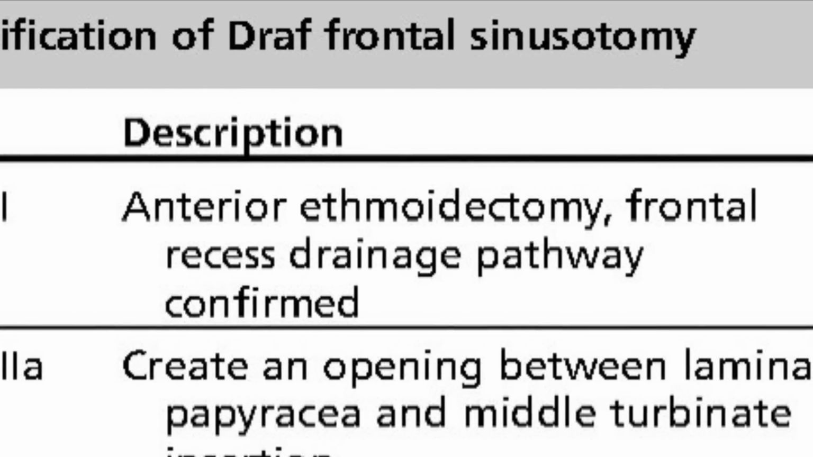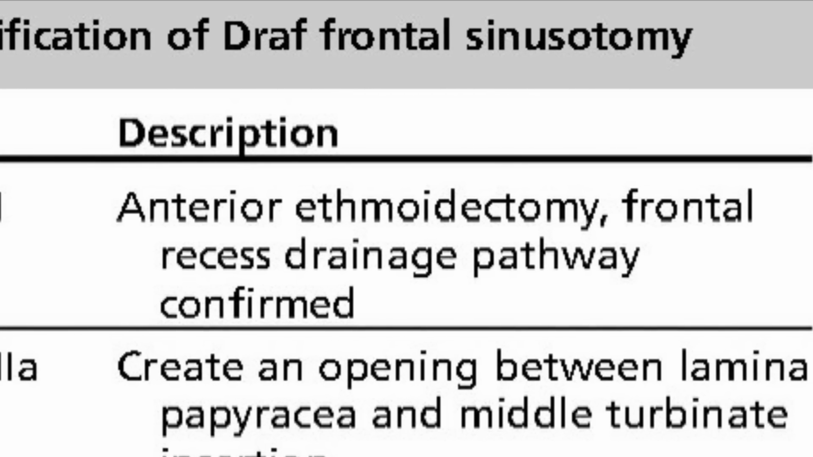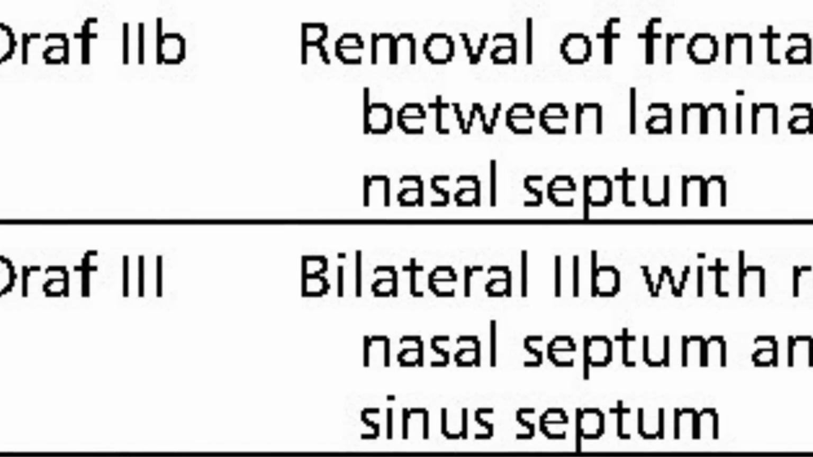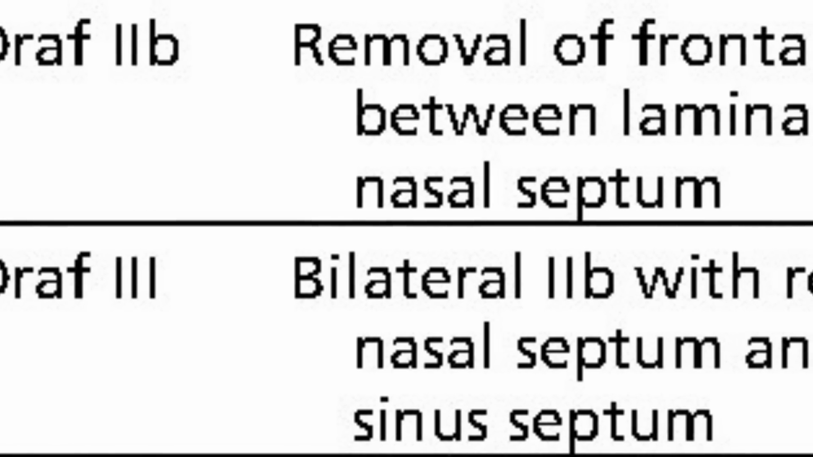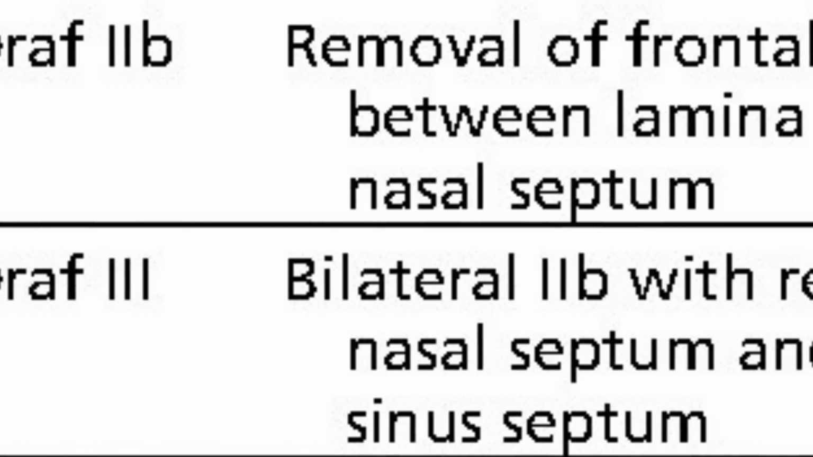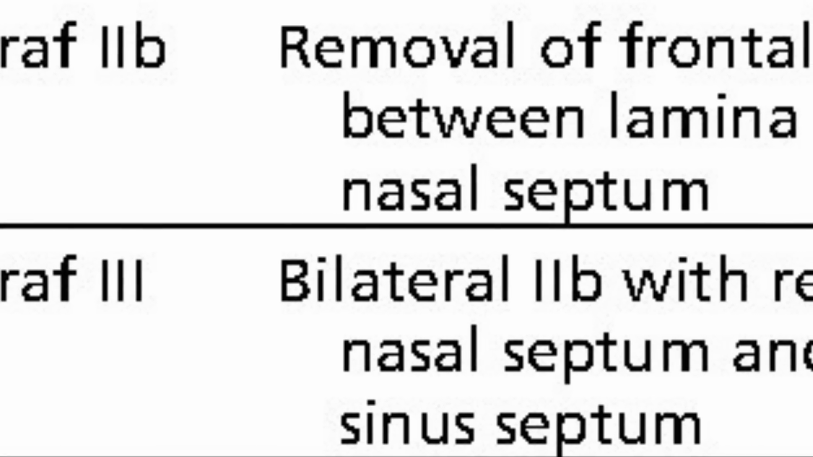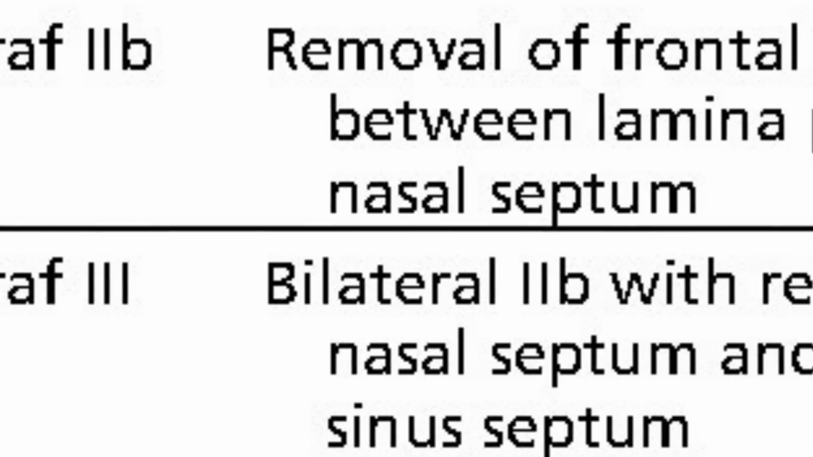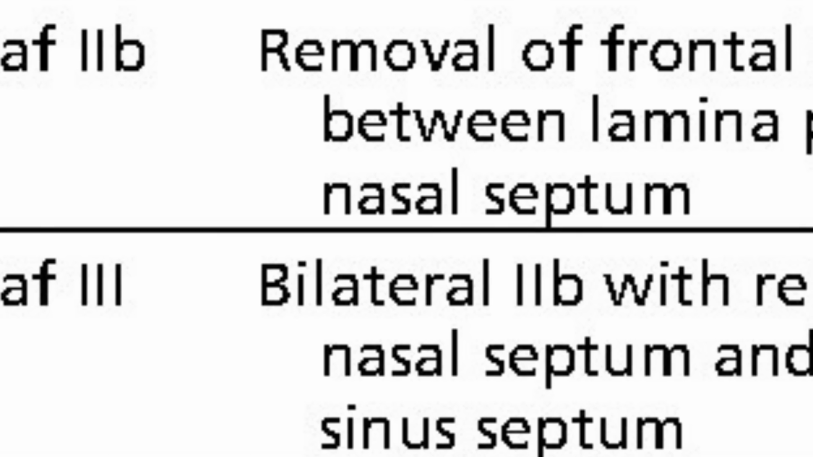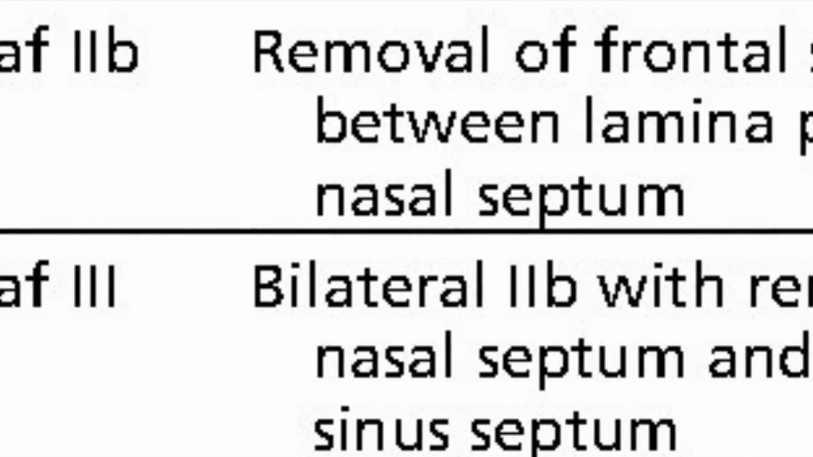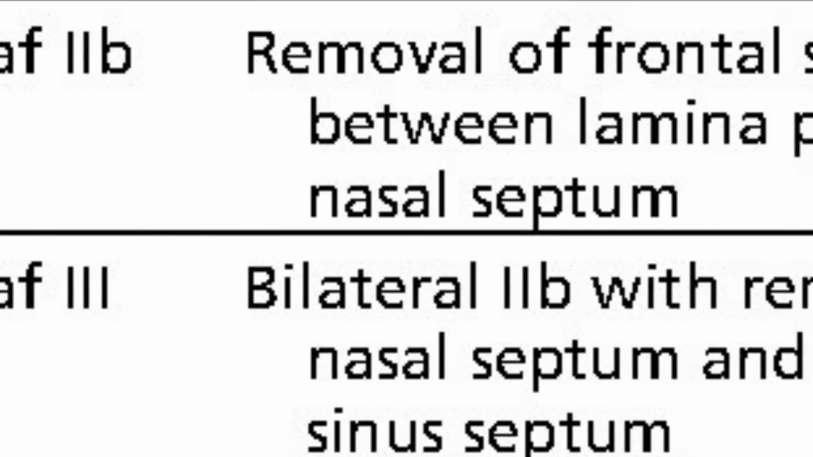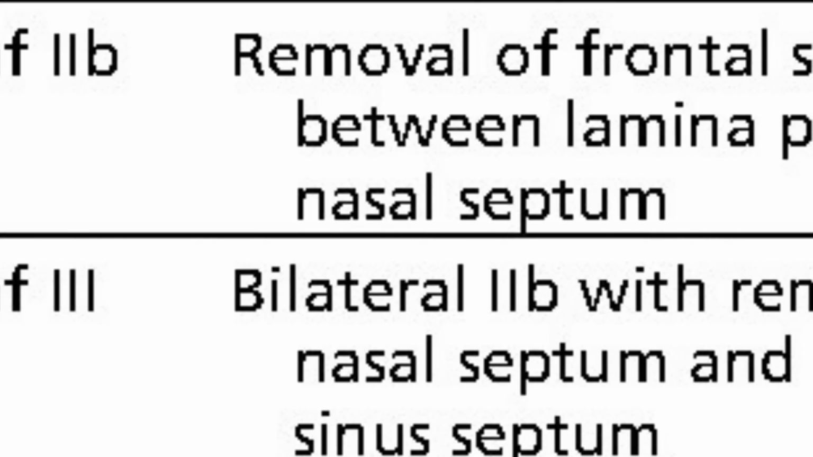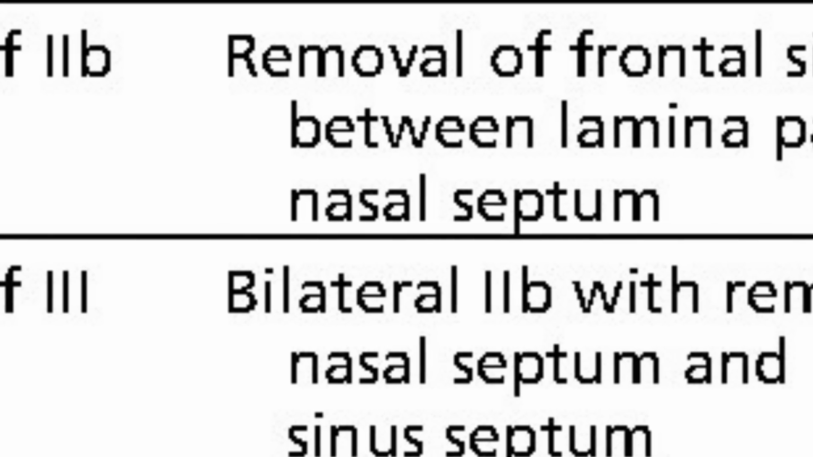In Draf IIb, we expand the access further by removing the frontal sinus floor between the lamina papyracea and the nasal septum. This gives us more medial and lateral access to the sinus. The IIb approach is often indicated for more extensive frontal sinus disease or recurrent infections that haven't responded to previous surgeries. It's a reliable option for enhanced drainage while keeping the procedure minimally invasive. Surgeons often use Draf IIb when they want to avoid more aggressive interventions while still achieving good drainage, especially in patients with a history of chronic sinus issues.